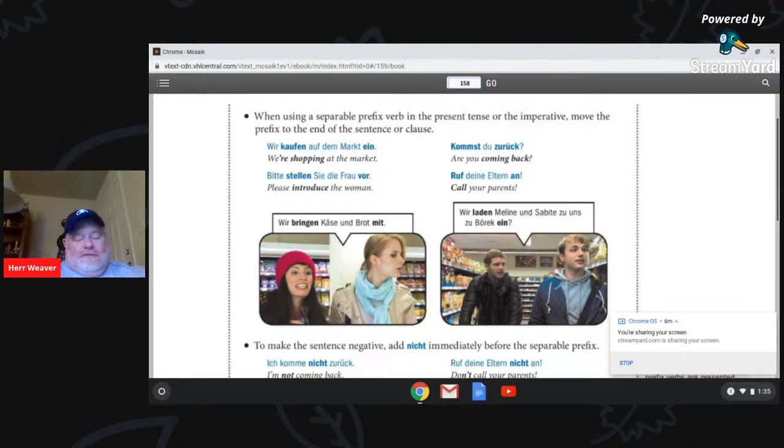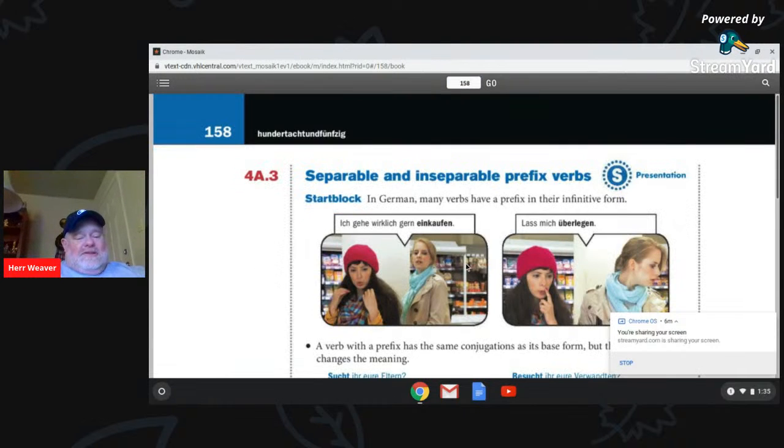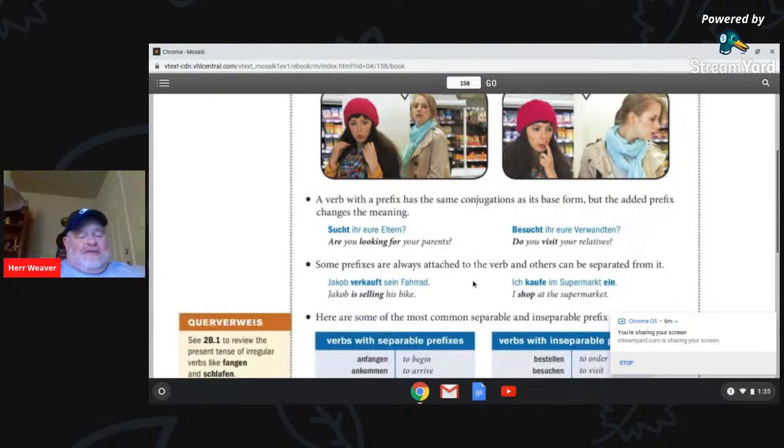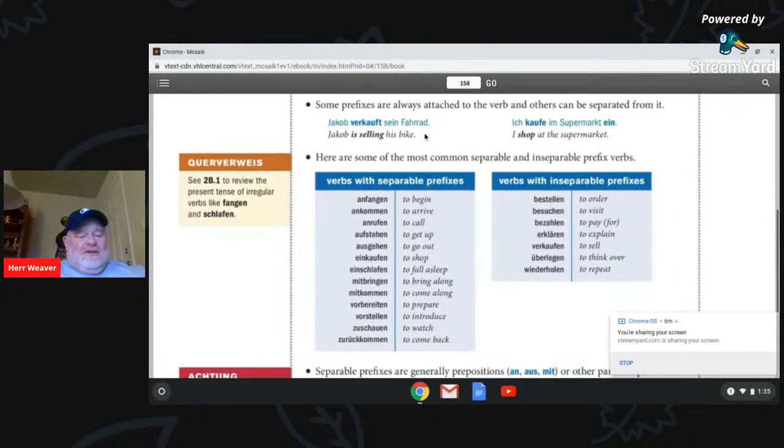I'm going to go back to 158. And it's this list right here. So if it's unclear in the directions, you're seeing it here. This list that I'm circling over here on the left, verbs with separable prefixes. And my assignment for you is to choose 10 of these. There's many more than 10, maybe 12 or 13 verbs.